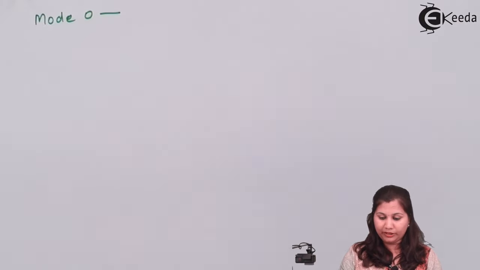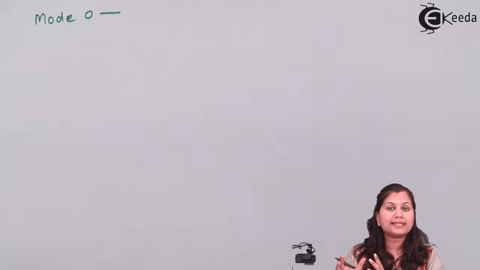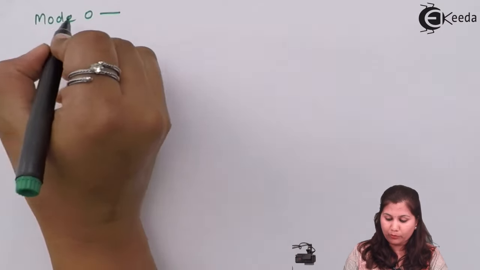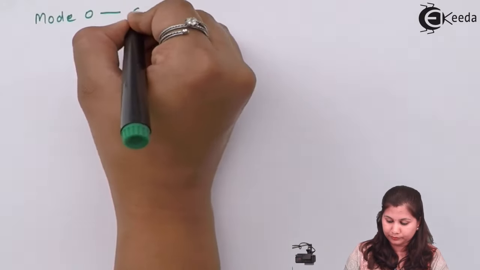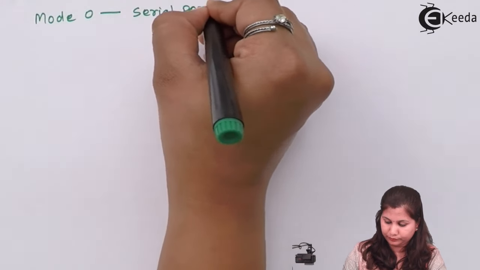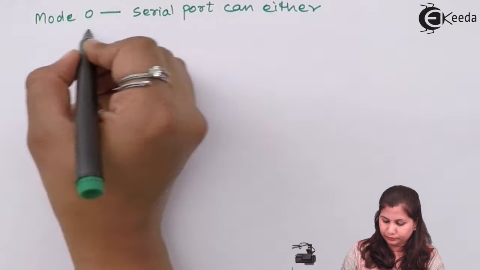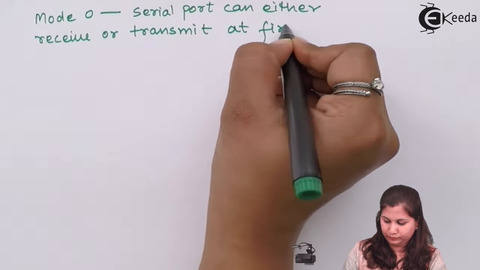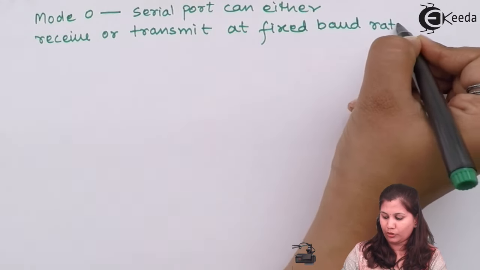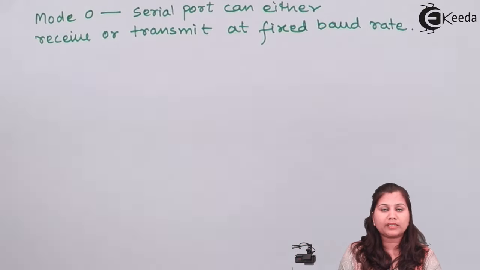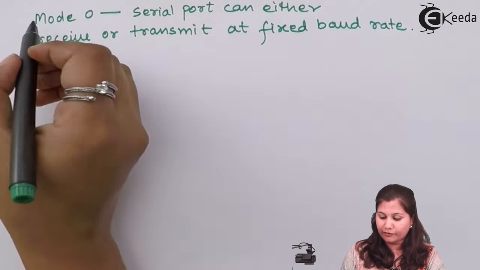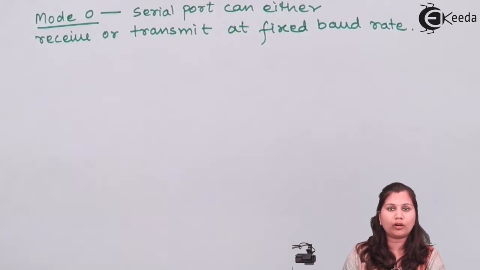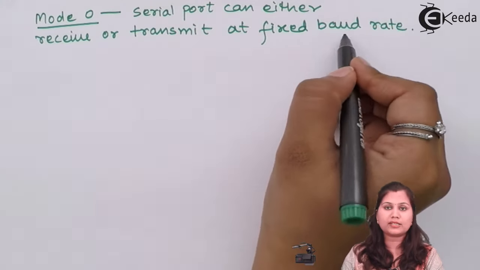because we have written here timers and counters and serial ports. So these timers can act as serial ports also. So in mode 0, the functioning of the serial ports is linked with the timer modes. If the timers are operating in mode 0, then the serial ports can either receive or transmit the data at fixed baud rate.